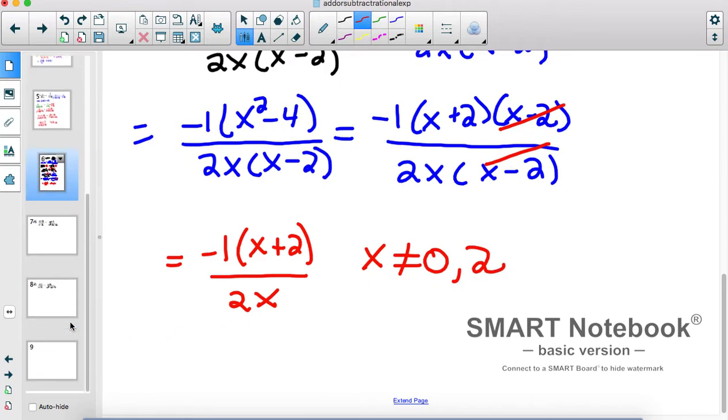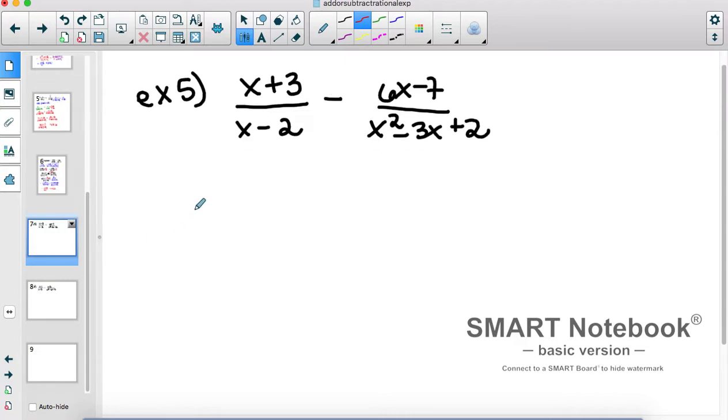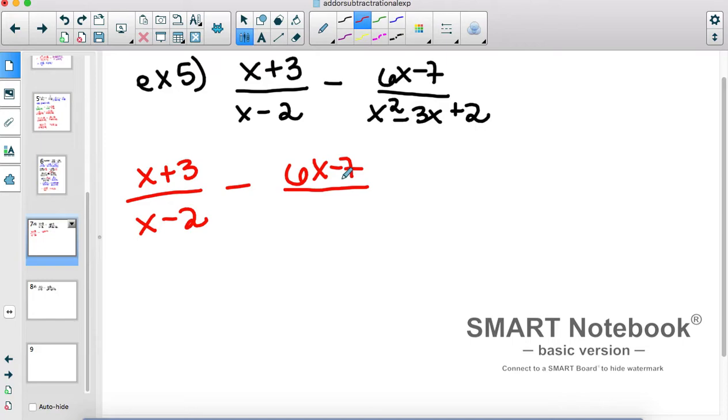All right, just 2 more problems to go, and let's keep going. Okay, example 5. Again, this is subtraction, so no big deal. I just showed you how to do that. So let's factor. Minus 6x minus 7, I can't factor anything out. There's no GCF, so we're just going to write it the way it is.